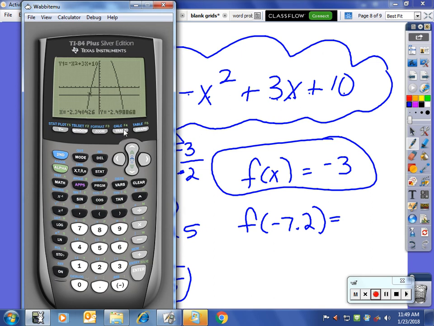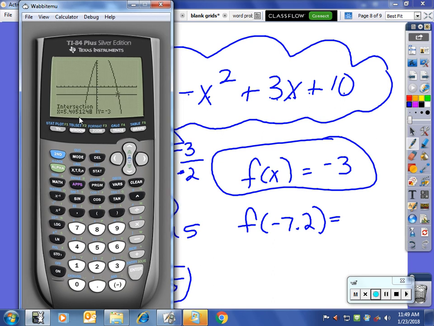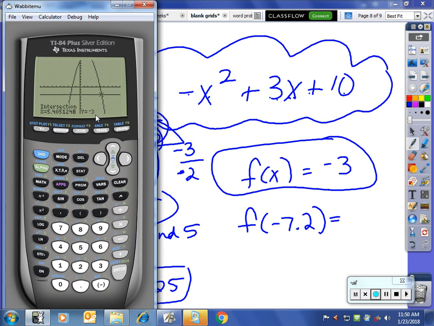How do I find the other one? Hit trace. Scroll over there to the other side and do it again. Okay, as long as I'm closer to the other one, now I can do it again. Calculate intersection, first curve, second curve, guess. And look, there's the y value of negative 3, and there's my weird x value that makes that happen. 5.405.